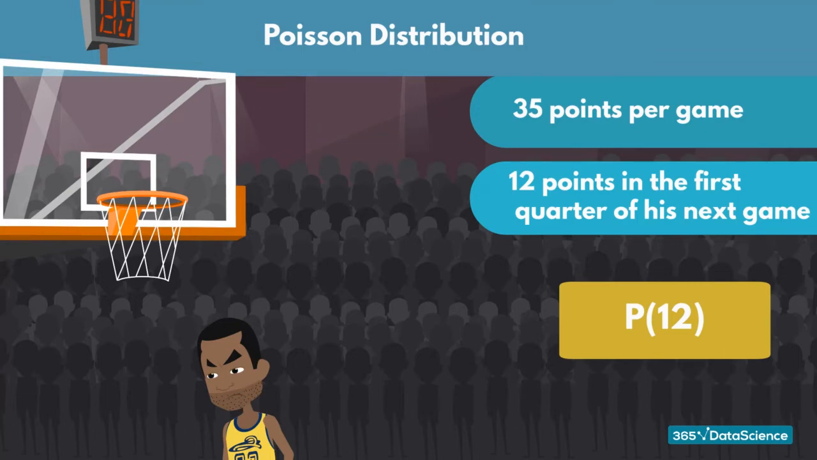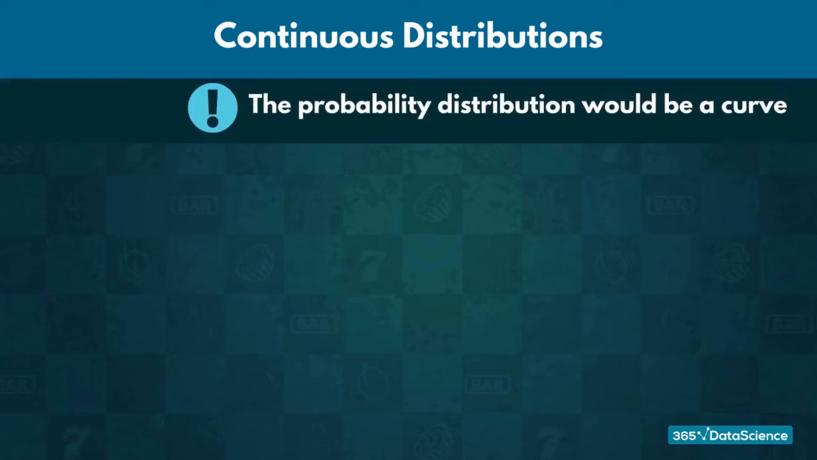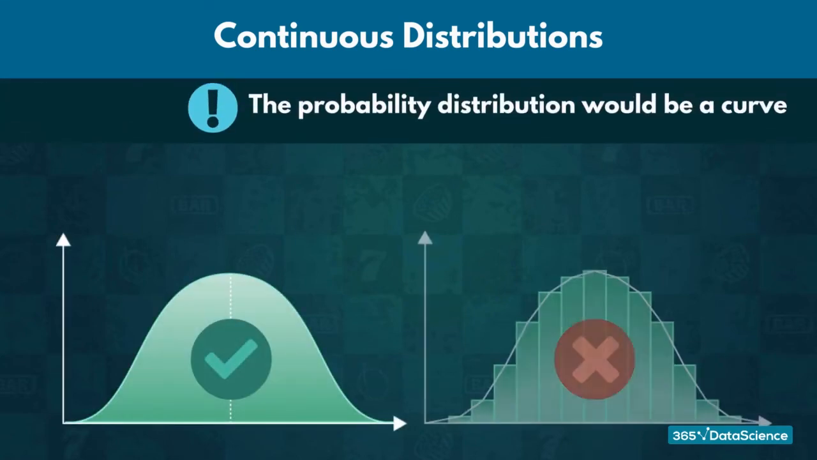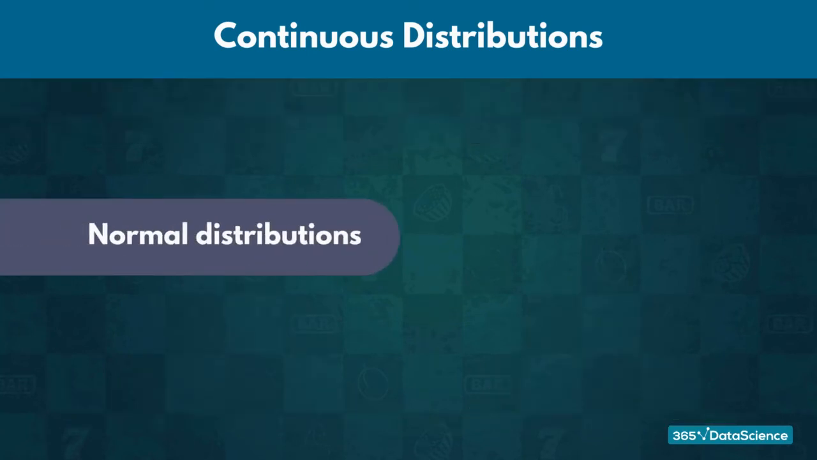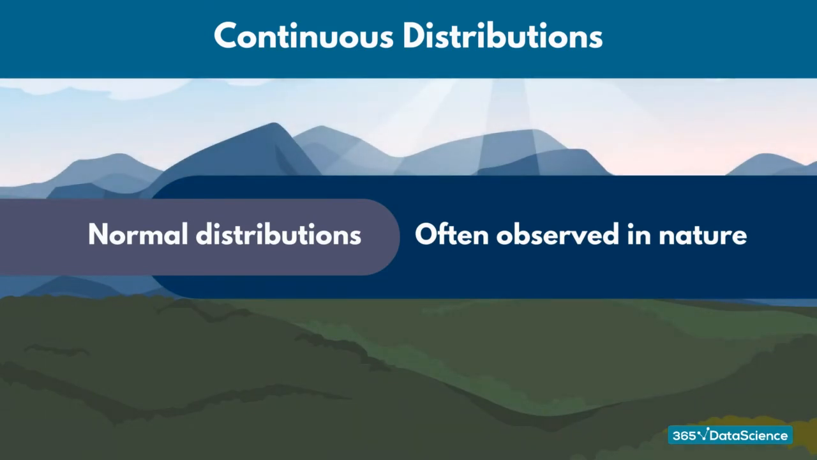Great. Now on to the continuous distributions. One thing to remember is that since we are dealing with continuous outcomes, the probability distribution would be a curve as opposed to unconnected individual bars. The first one we will talk about is the normal distribution. The outcomes of many events in nature closely resemble this distribution, hence the name normal.